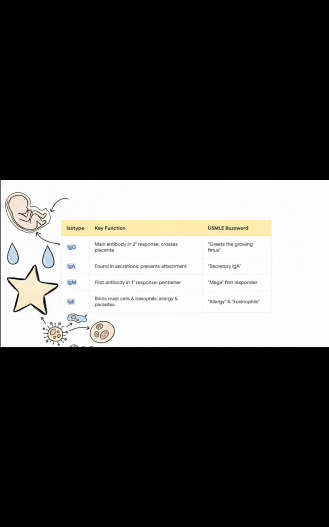And that Fc region is what determines the antibody's class or its isotype. Here are the big ones you just have to know. IgG is your main workhorse, and it's the only one that crosses the placenta. The mnemonic is IgG greets the growing fetus. IgA is in all your secretions, tears, mucus, you name it. IgM is the megapentamer. It's the huge first responder on the scene of an infection. And finally, IgE is for allergy, and it helps fight parasites by activating eosinophils.